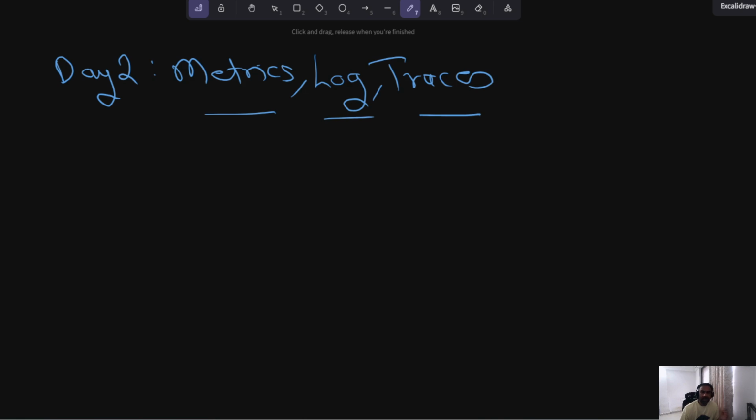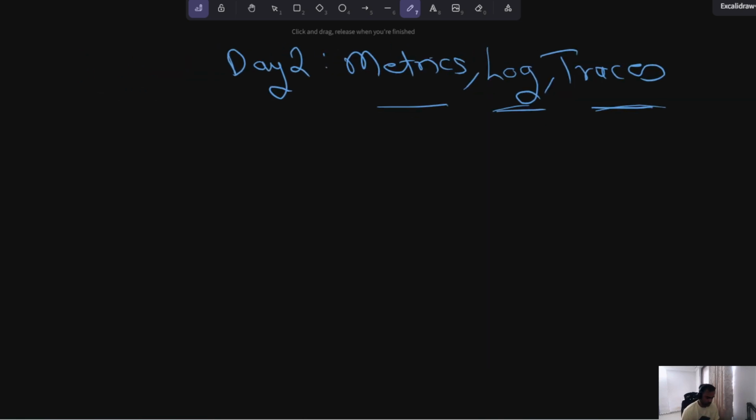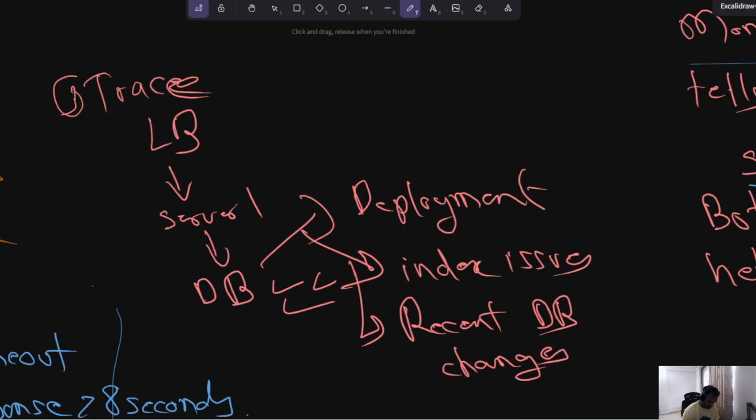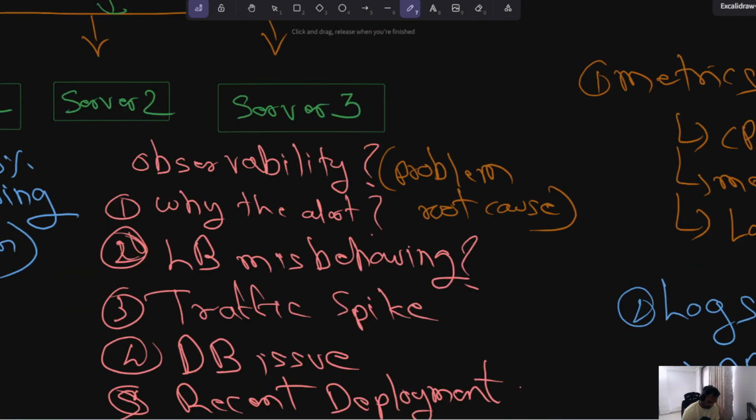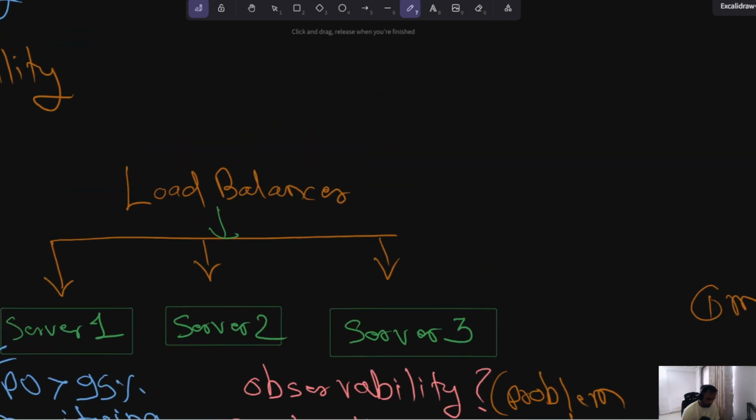And in day two of Observability 0 to Hero, we are going to look at metrics, logs, and traces. So yesterday we saw an example, right? In the example, you have a load balancer. Behind the load balancer, there are three servers: 1, 2, and 3. And in these servers, there's a service running. So say the server runs an app. Let me draw it somewhere here.